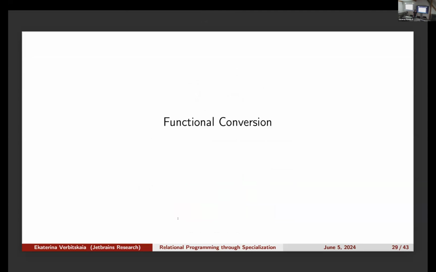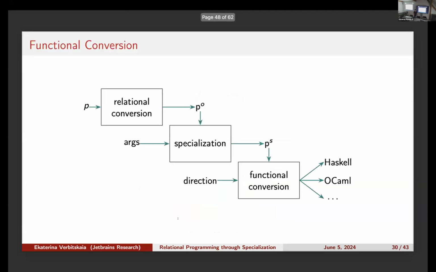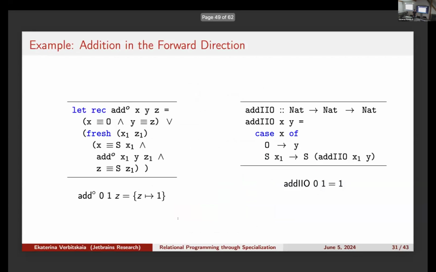The second step that we did with Igor was to do the functional conversion. Here, the idea is that once we know the particular direction, once we've done all the specialization, we can improve it further by translating the program from miniKanren back to a function.